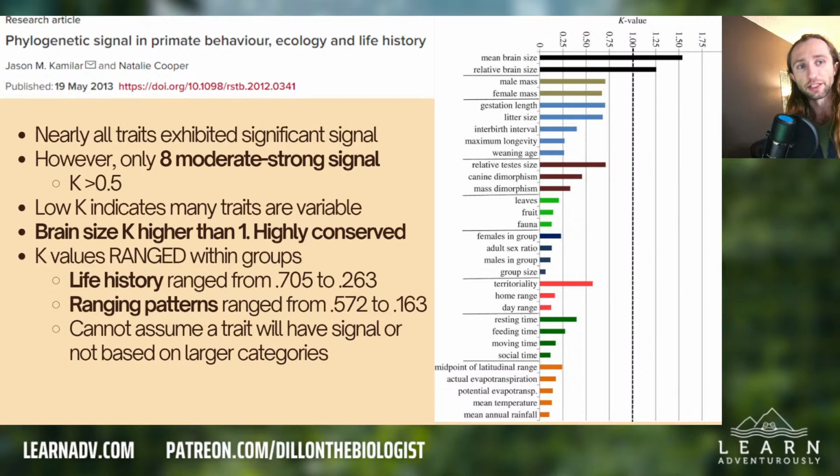But one of the best findings is that those values ranged massively within groups. Groups like life history, which includes gestation length, litter size, interbirth interval, weaning age, maximum longevity, they ranged from 0.705 to 0.263. They had weak signal and strong signal. And also things like ranging patterns, right? So these would be like territoriality, home range, day range. They also exhibited strong and weak signal. So really, you just can't assume that a trait will have some signal just based on larger categories. You cannot make that assumption.